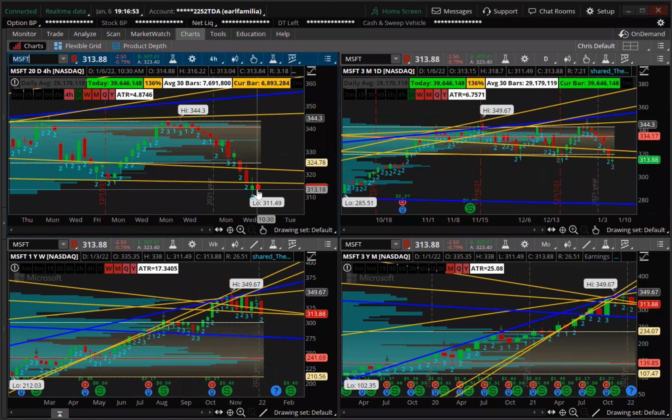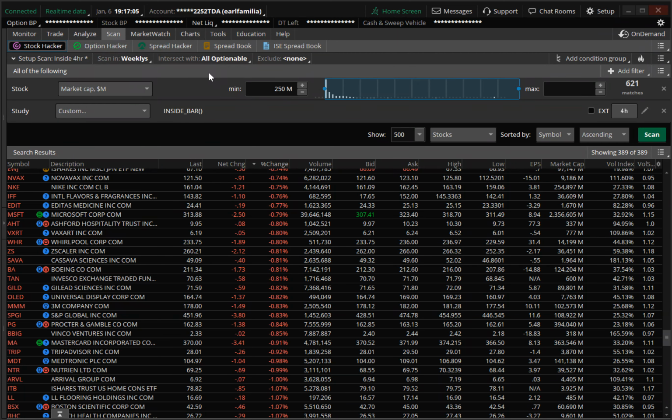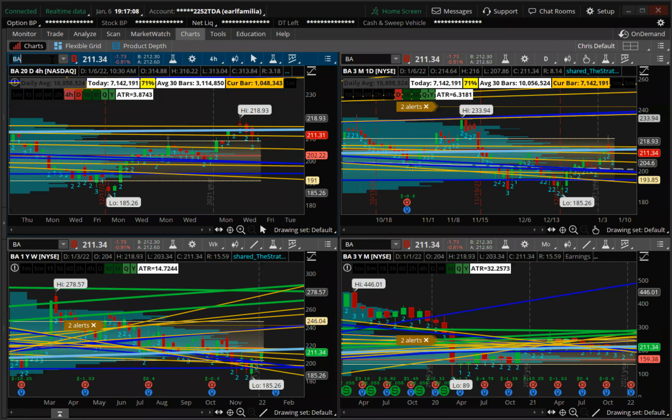Same thing with Microsoft. Your level for entry is below 313.04. Today just looks like a TTO going back to the downside tomorrow. Got BA. Yeah, this is definitely back to the downside.